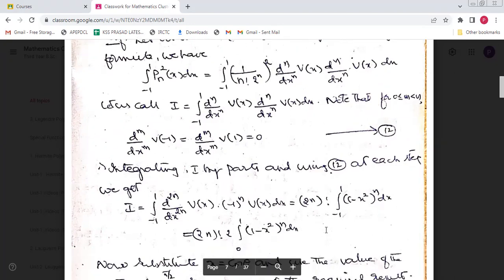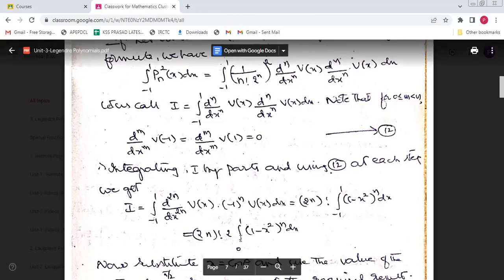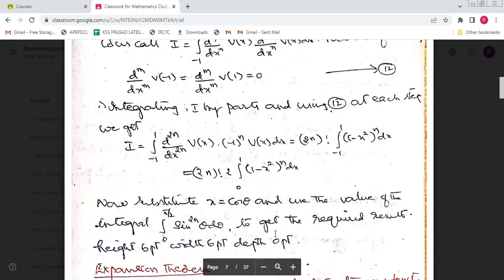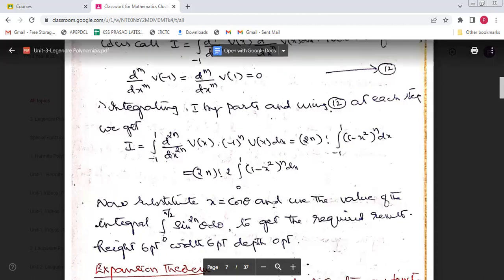So once again, what is this value? Integral -1 to 1 — you have learned definite integral properties — because it is a symmetric function. -1 to 1 means what? Area. Between which limits are we calculating? Between the limits x equal to -1 to x equal to 1. But we can also write this, because this is a symmetric function, as 2 times the integral 0 to 1 of (1 minus x square) whole power n dx.